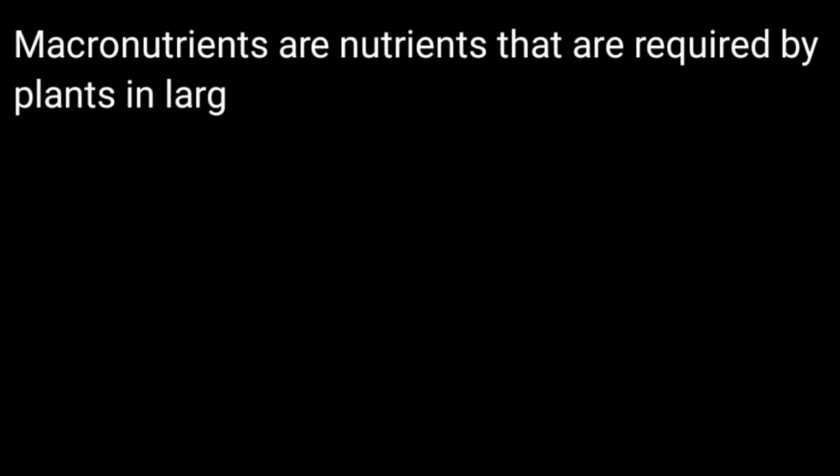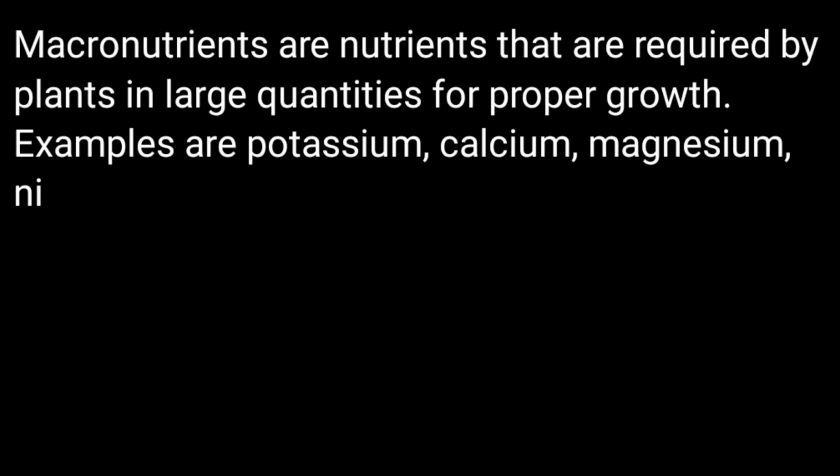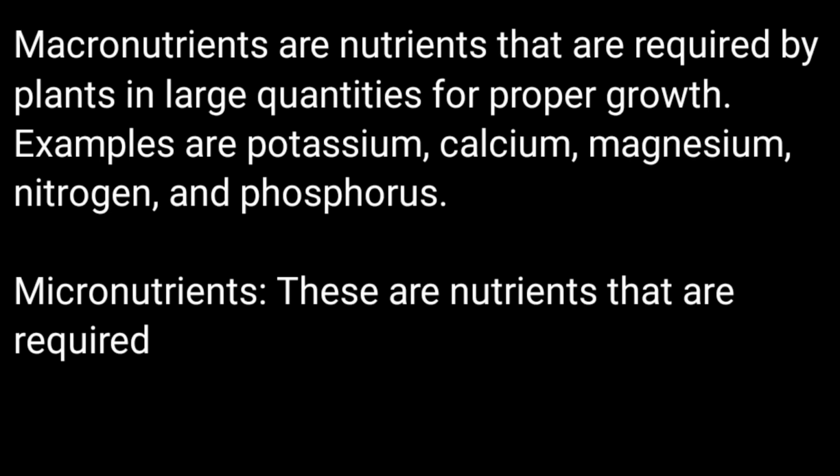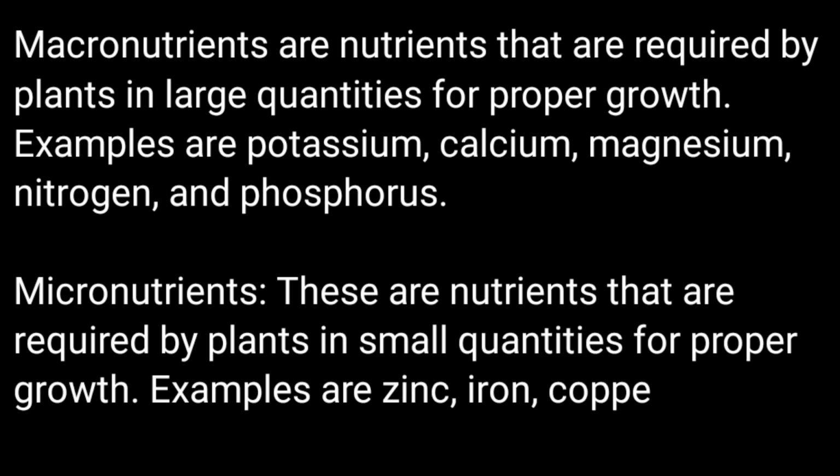Now let us look at the definition of these two types of plant nutrients. Macronutrients, they are nutrients that are required by plants in large quantities for proper growth of plants. Examples are potassium, calcium, magnesium, nitrogen, and phosphorus. Now let us look at micronutrients. These are nutrients that are required by plants in small quantities for proper growth of plants. Examples are zinc, iron, copper, boron, chlorine.